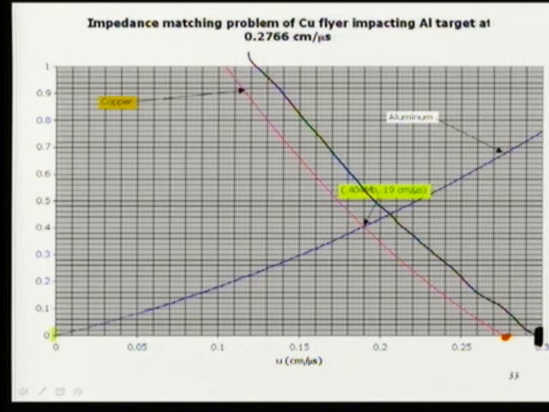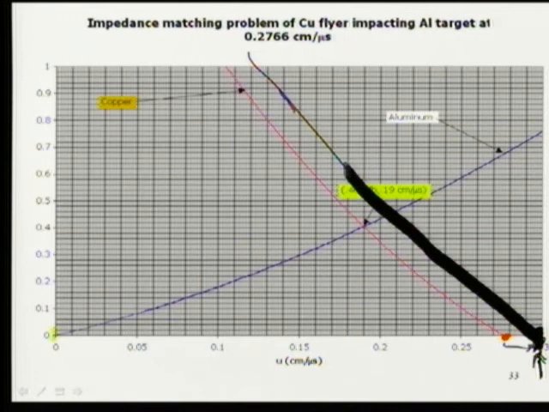If this would be another flyer velocity, say you fired it again and you got this velocity out of your gun, 0.3 almost, then the answer has to be along this backward-facing Hugoniot. So as you move the velocity of the gun, you get different pressures in the aluminum, which makes sense, of course. So for the higher velocity in the gun, you get a higher velocity and higher pressure in the aluminum, which is intuitive.